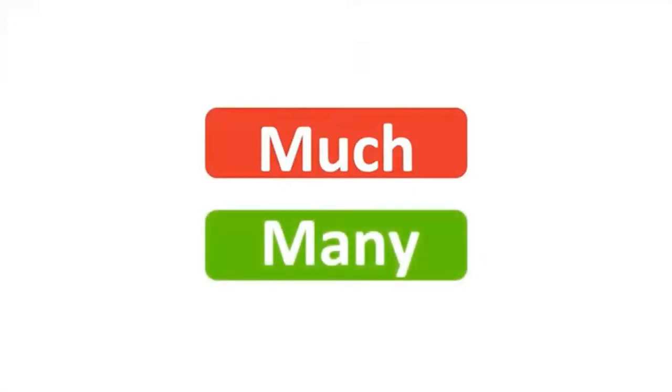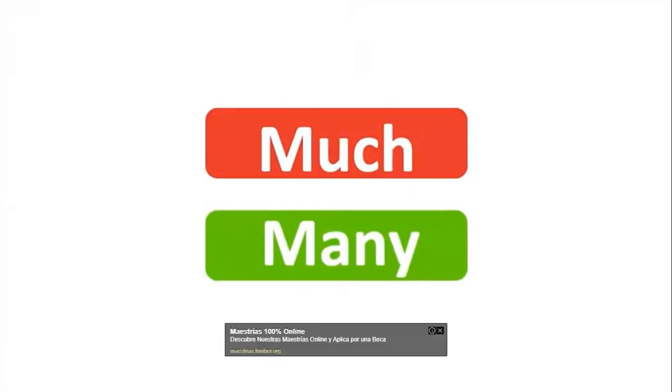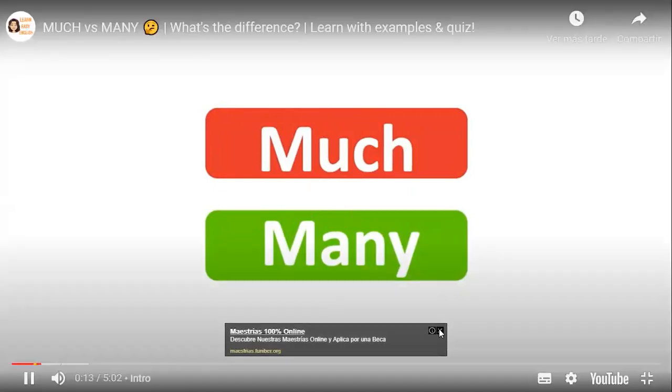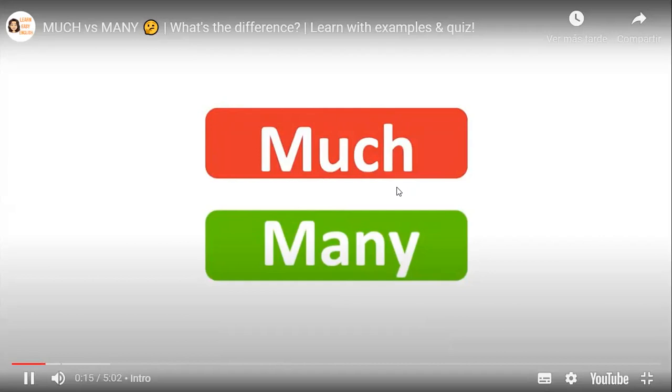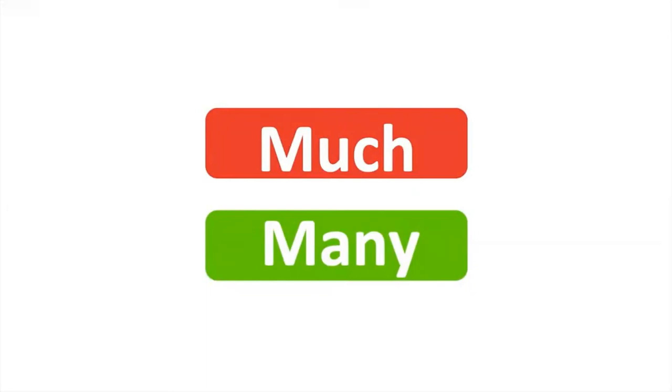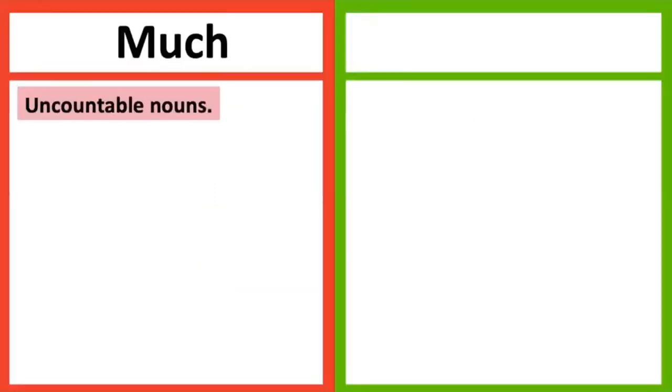Much and many. In this lesson, I will go through the difference between these two words. Essentially, they both mean the same thing. They refer to a large amount of something. However, we use them in different contexts. Much is used with uncountable nouns. It refers to a large amount.